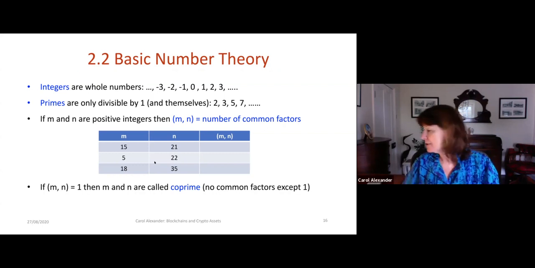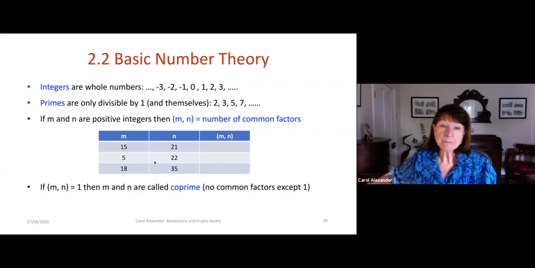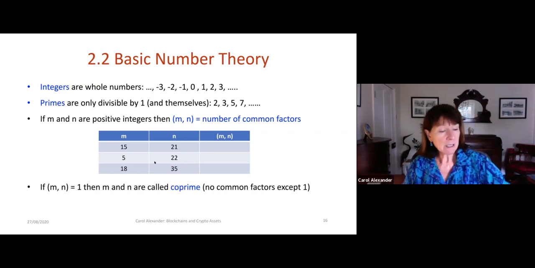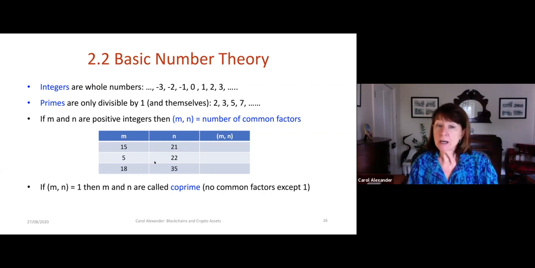Now you know that integers are whole numbers, like positive and negative, and 0 is an integer too. Primes are special positive whole numbers that are only divisible by 1 and of course themselves. So 2, 3, 5, 7, not 8, not 9, not 10, 11, 13, 17, 19, etc. Okay, those are primes.